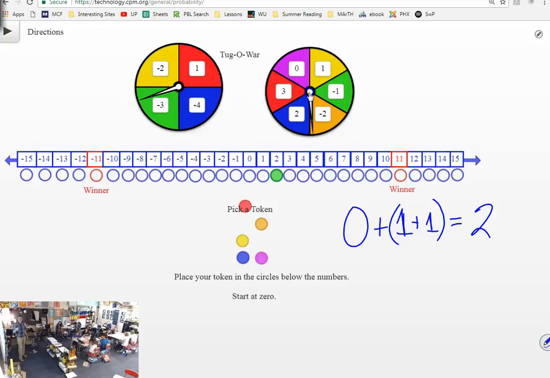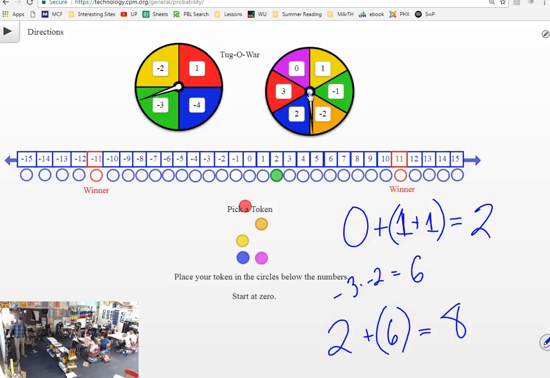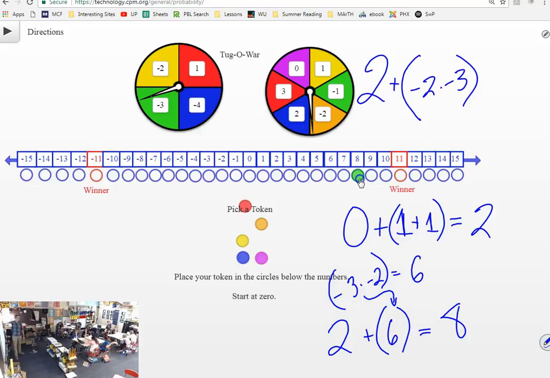My next move: -3 and -2. I'm going to multiply these, and off to the side I'll say -3 times -2 equals +6. So now I'm at 2 plus my +6 move. I don't really need that in parentheses. I'm going to end at 8. Instead of doing it off to the side, I could have also written I'm at 2, I'm going to add the multiplication, but that turns into 6. That will leave me at 8.